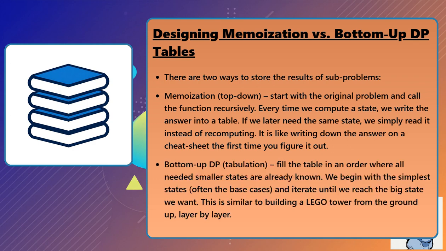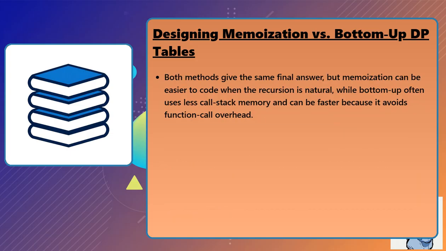Bottom-up DP tabulation: fill the table in an order where all needed smaller states are already known. We begin with the simplest states, often the base cases, and iterate until we reach the big state we want. This is similar to building a Lego tower from the ground up, layer by layer. Both methods give the same final answer, but memoization can be easier to code when the recursion is natural, while bottom-up often uses less call stack memory and can be faster because it avoids function call overhead.